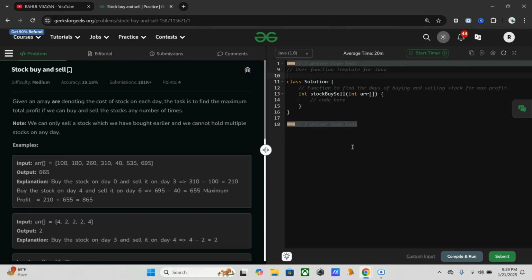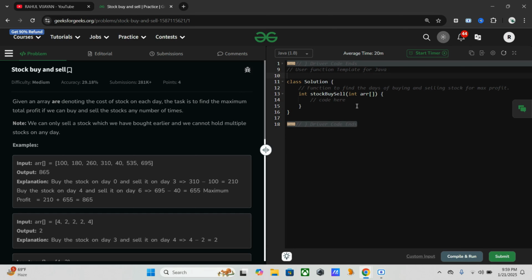So, for each consecutive day, if the price of the stock on the next day is higher, we simply add the difference between the two prices to our total profit. This ensures we are always capturing the profit from an upward trend in the stock price. Now, let's jump into the code. Here is a simple Java solution to this problem.